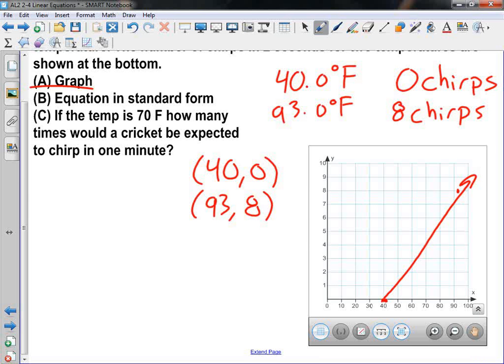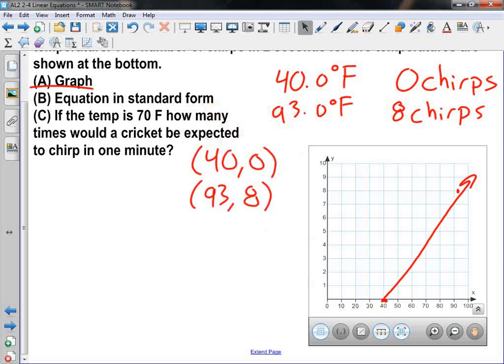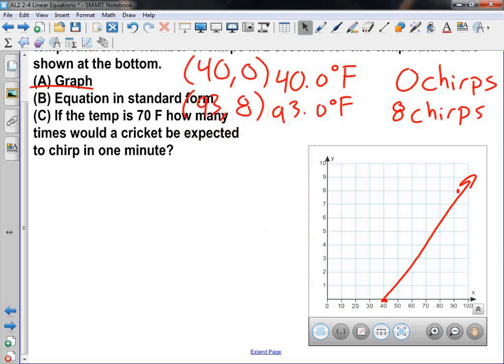Part B, we want an equation in standard form. How can we find an equation here? What form do you want to use to find equations? Point slope? Point slope is our go-to form to find an equation. Okay? So let me move those somewhere. Up there, that looks nice.